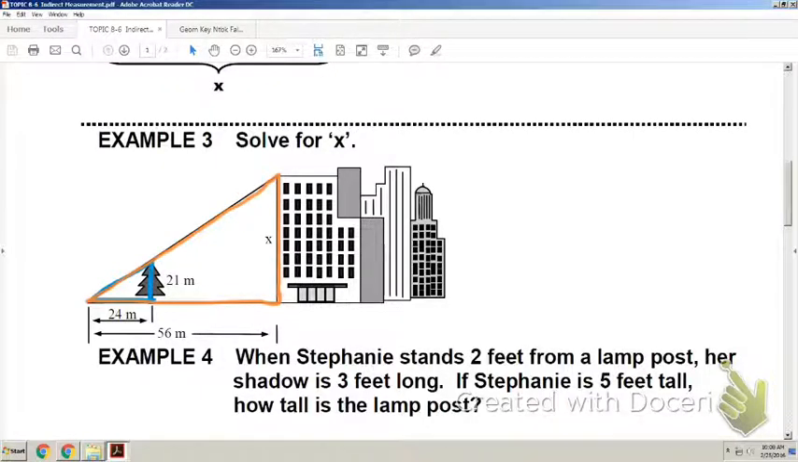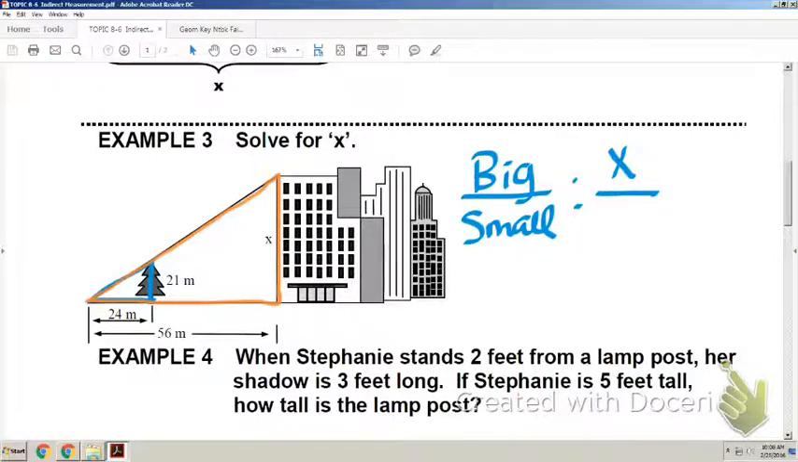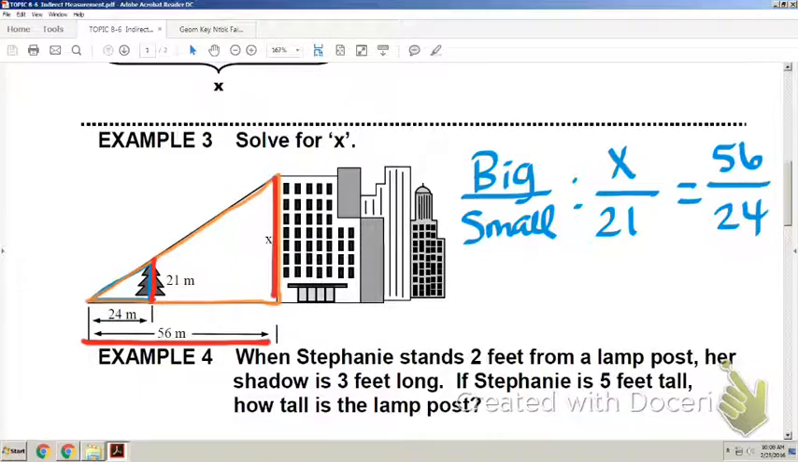So when we set this up, I'm going to keep using big to small, and I'll start with the height of the building. So I'll say x over, and its corresponding side is the 21, the height of the tree. So height of the building is x over height of the tree, which is 21, equals, now I'm going to do the shadows. So big triangle, which is 56, over 24, my smaller triangle here. Now I can cross multiply and divide.